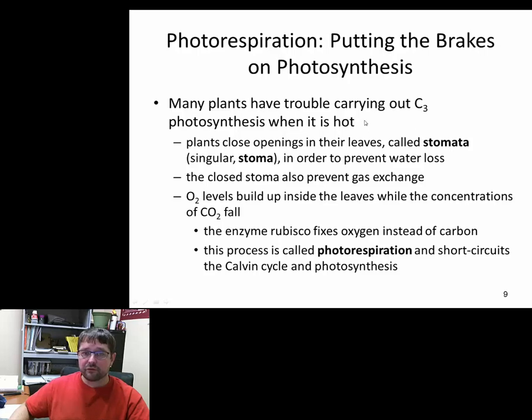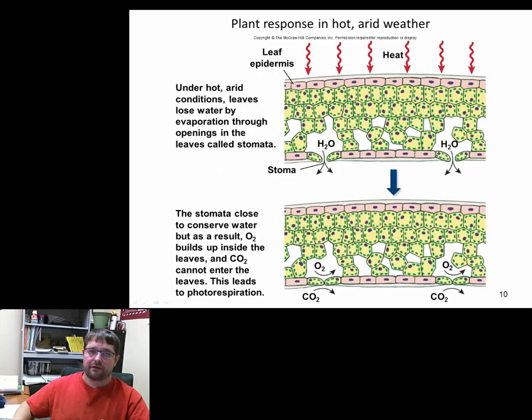Okay? So how do plants do it when it's hot out? Well, if you open your stomata when it's hot out, you're going to lose a lot of water, okay? Which is not what you want to do, because that water is needed for the electrons. It needs to be broken down so you have electrons donated to the P680 site. But you can't just close the stomata, because oxygen will build up and it'll short circuit the system.